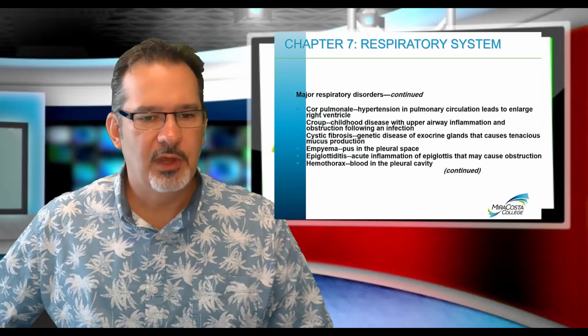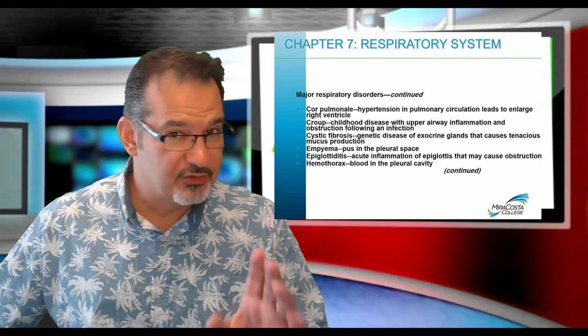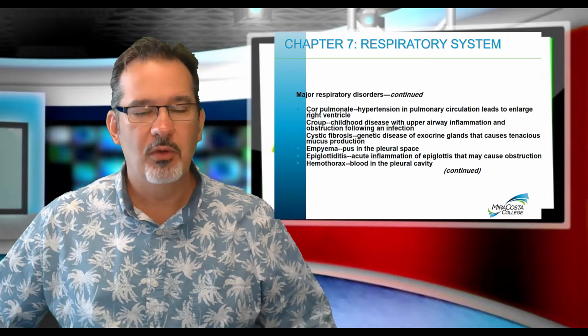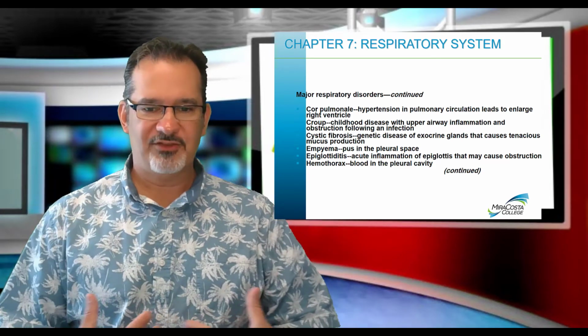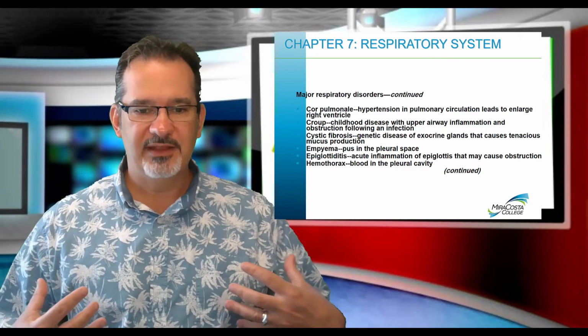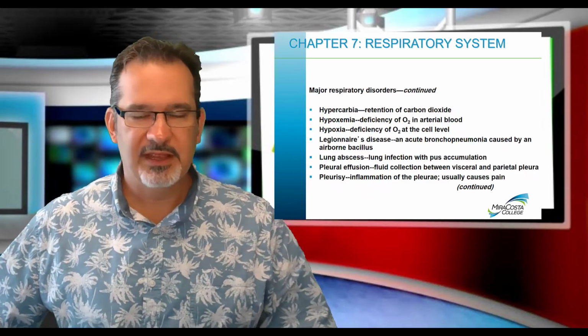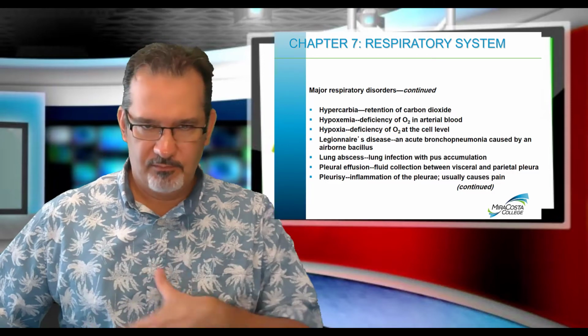Oh, let me go back to hemothorax. That's a good one. Another common one. Hemothorax. Heme being blood in the thoracic cavity. In this one, it's blood that fills the pleural cavity. Okay, in the thorax.